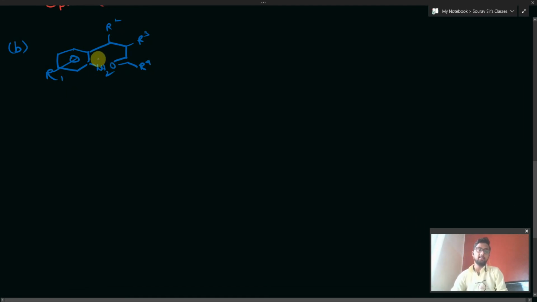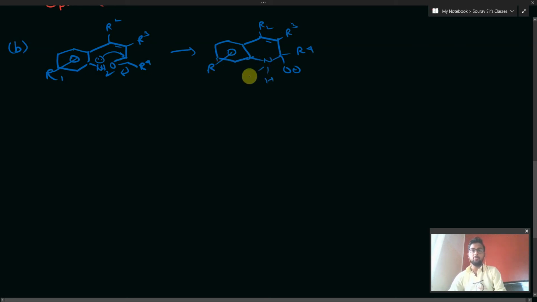So what would happen is the lone pair of this nitrogen would be attacking over here. This bond will be opening up. So we have nitrogen over here, we have oxygen as O minus, R4. We have here a double bond, R3, R2, and in the benzene ring we have R1. We have H over here, and there will be one positive charge.